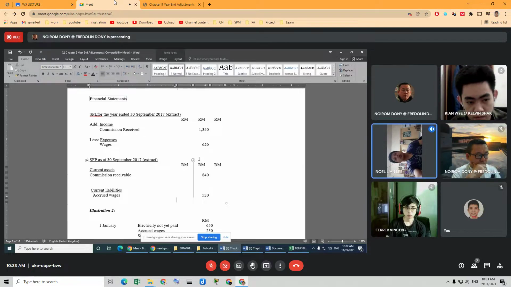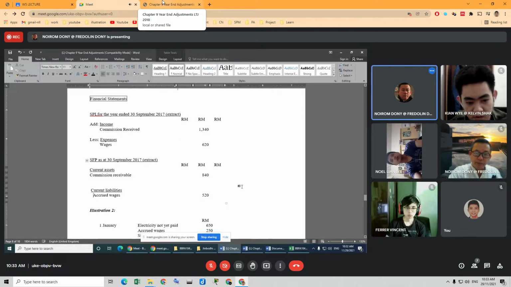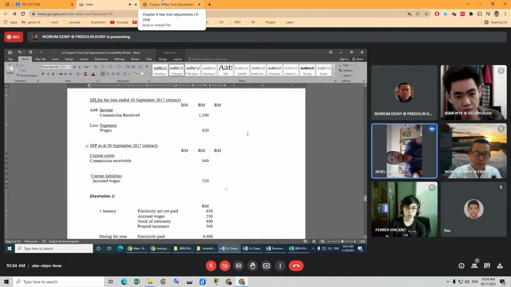So if the question doesn't state what commission accrued means, it's a single stage, like one stage method. Oh, okay. Just now, what we did was the two-stage method.